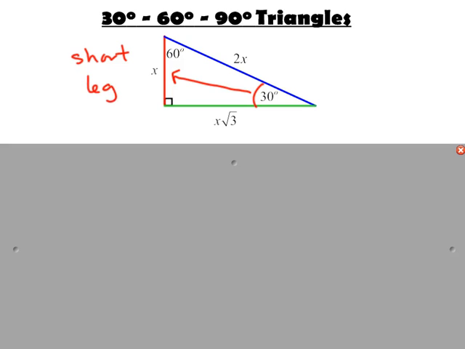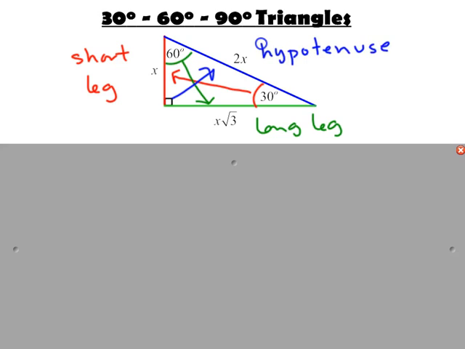And then, because the 60 degree is the next one, and that's opposite from the other leg, we're going to call this the long leg. And then, as always, opposite from the right angle, this is our hypotenuse. So we're going to use these labels to just discuss and compare the ratio of the side lengths.